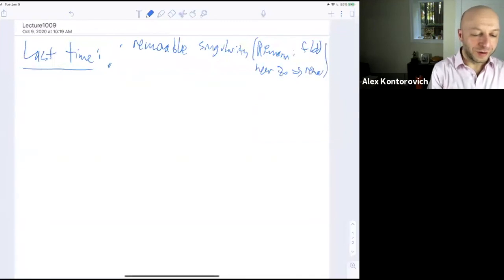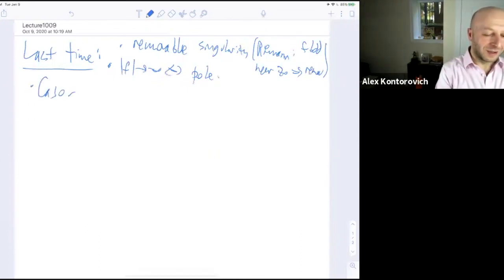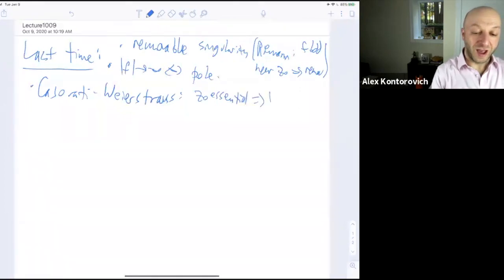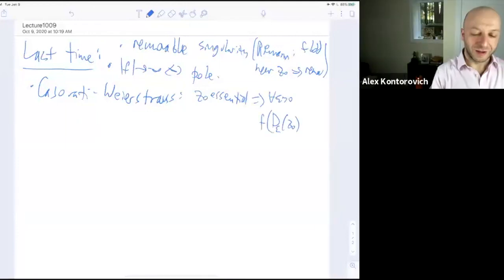Then we proved the pole theorem: the absolute value of f goes to infinity if and only if pole. And then we proved an essential singularity theorem, Casorati-Weierstrass. If z0 is an essential singularity, then for every little disk around z0, the image of f, well, I can't evaluate it at z0, but I can evaluate it otherwise, will approach every complex number.